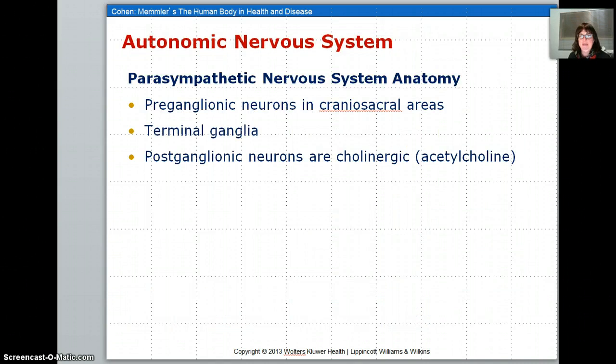When you look at the parasympathetic, it is related to craniosacral areas. This returns it back to normal. So it's seen as the rest or digest, or this is called SLUD, which is salivation, lacrimation, which is crying, urination, digestion, and defecation.